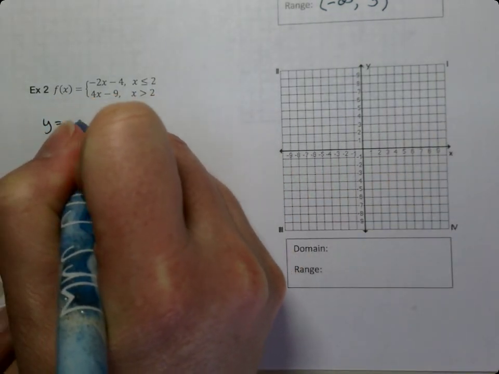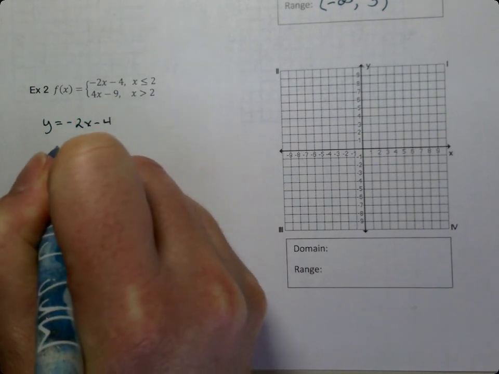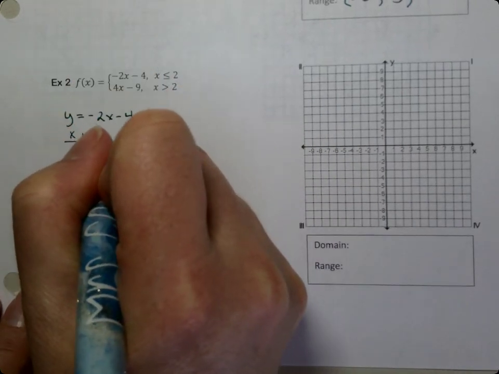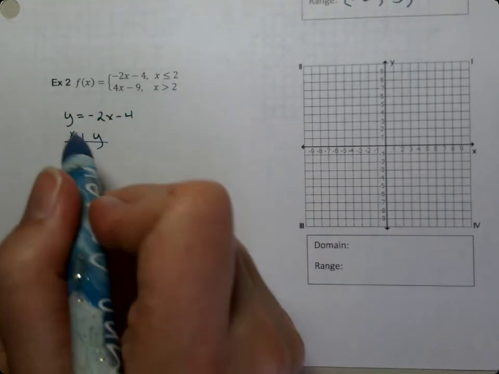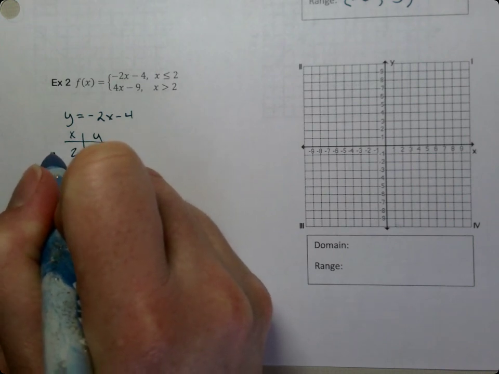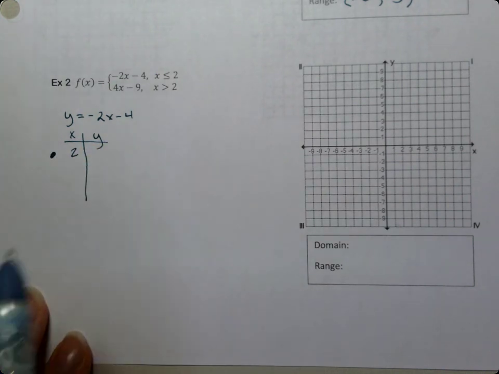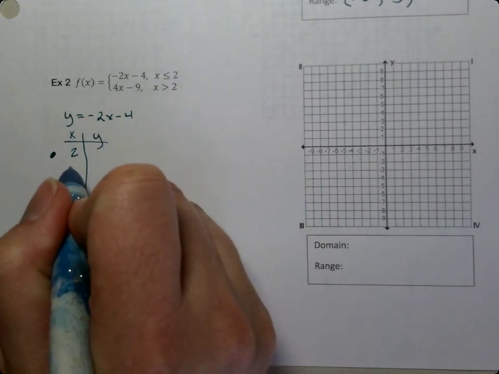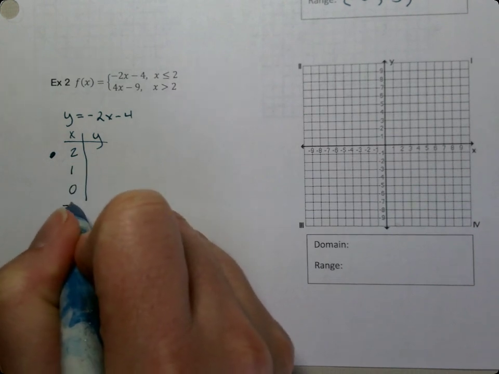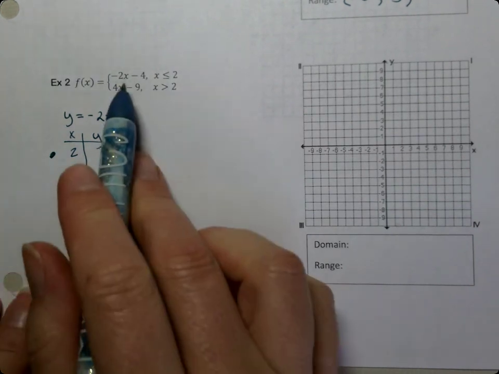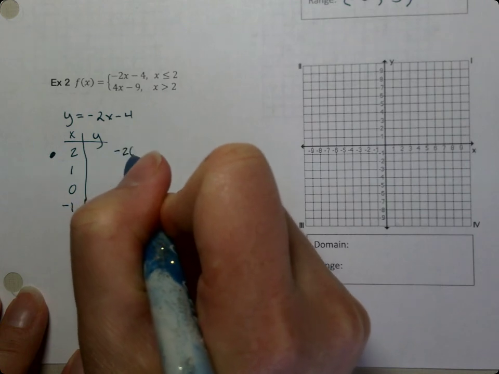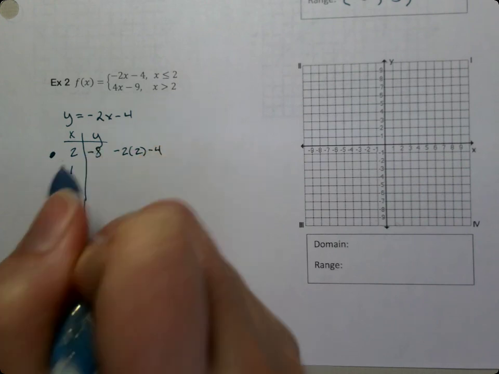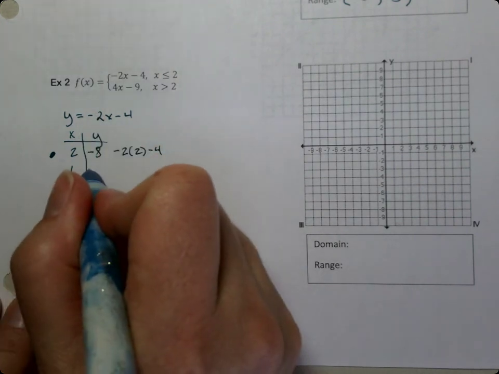All right, I'm going to pull this function. The top one is y equals -2x minus 4. So I am separating my two functions. All right, I've got x and I've got y. It says x is less than or equal to 2. So I'm going to start with 2, which is going to be a closed circle. And then what am I going to do? If x is less than or equal to 2, give me my next number. 1, 0, and maybe a -1. Okay, so take it and plug it in. You know, -2 times 2 minus 4. What do I end up with? -8. All right, so plug your numbers in.